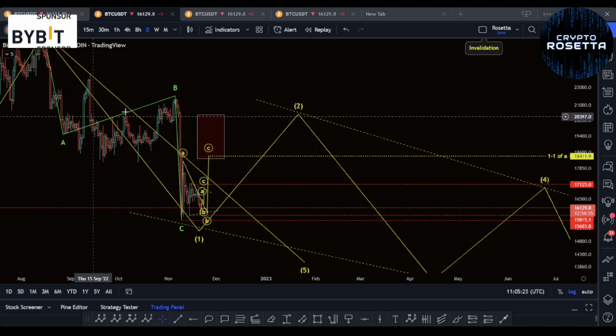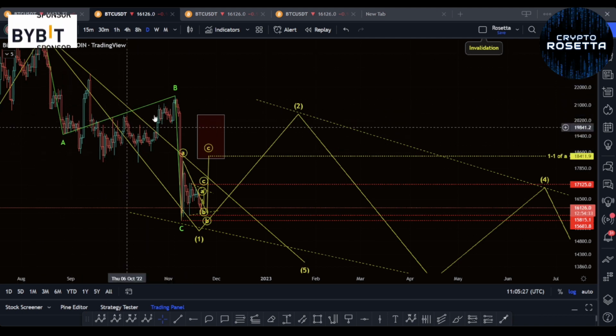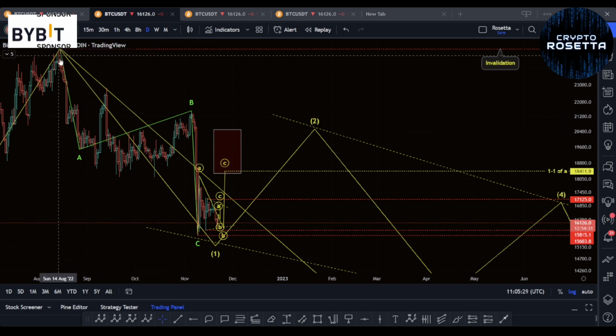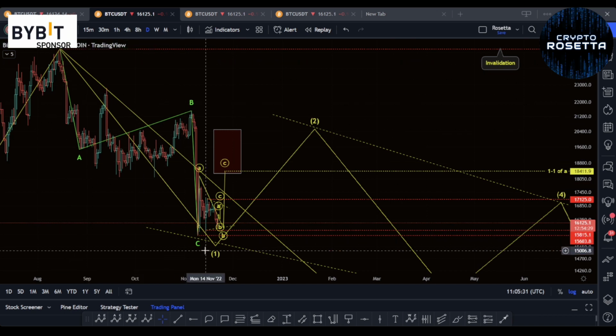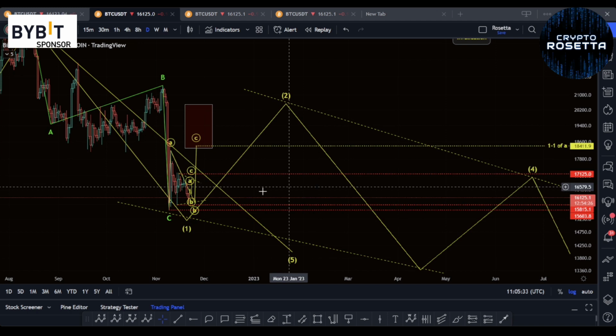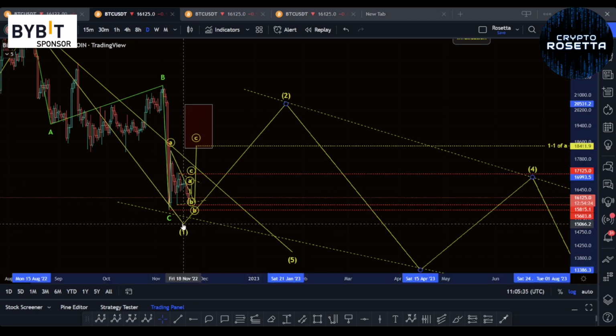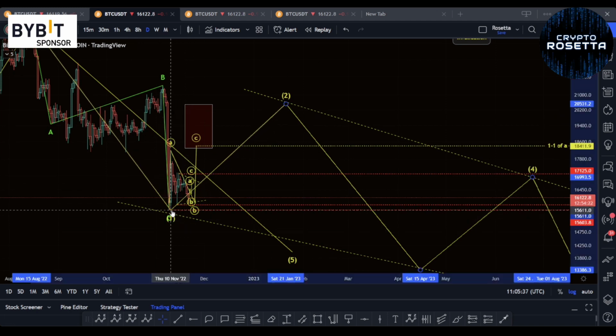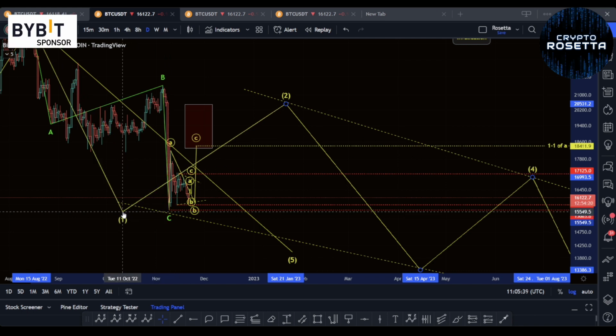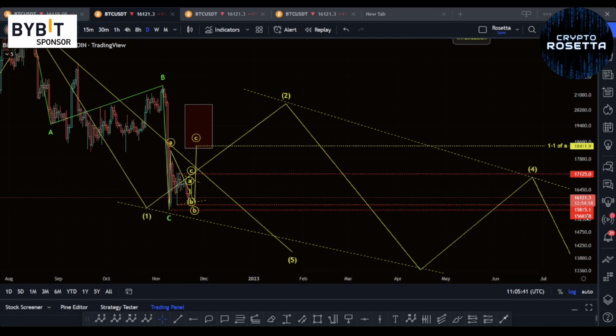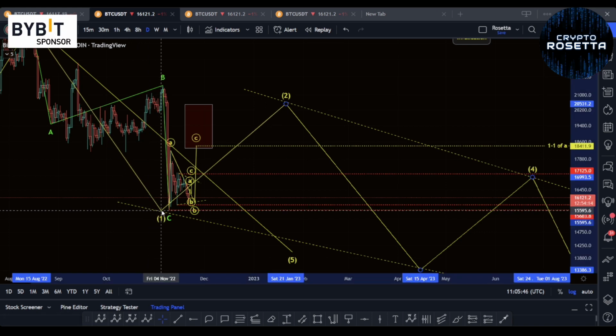In an ending diagonal, we would be looking for, there's a few ways of looking at this move in itself, to be honest. We could be looking at this as an A, a B, and a C down here, and that could be our wave one. Once this five-wave move completes, if it has not completed already here at 15,815. If we cross back below this point, this would invalidate this as potentially being an endpoint.